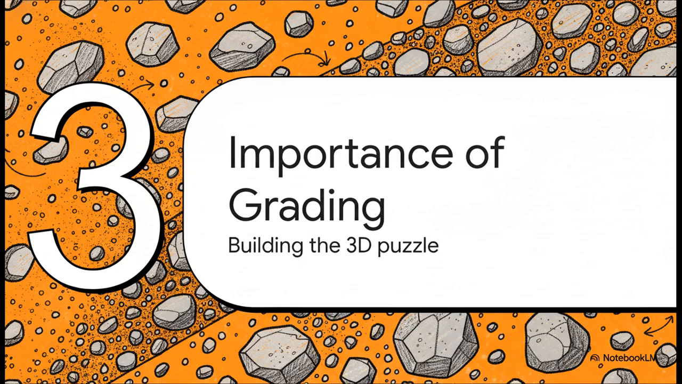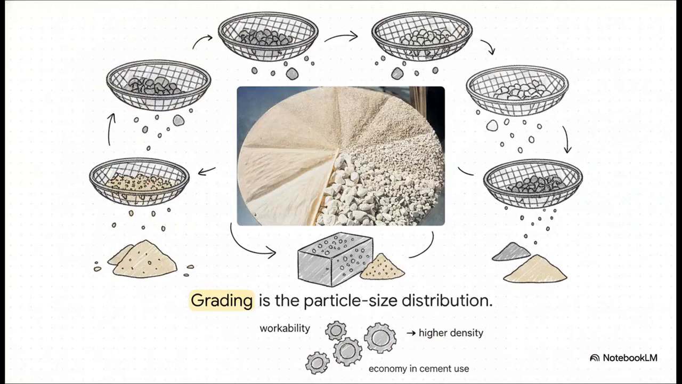Section 3. The importance of grading. Building the 3D puzzle. But you can't just toss coarse rocks and fine sand into a mixer randomly. You have to perfectly engineer the mix, and this process is called grading. Essentially, grading is the particle size distribution of an aggregate, and we figure it out using a sieve analysis, literally passing the material through wire mesh with square openings.